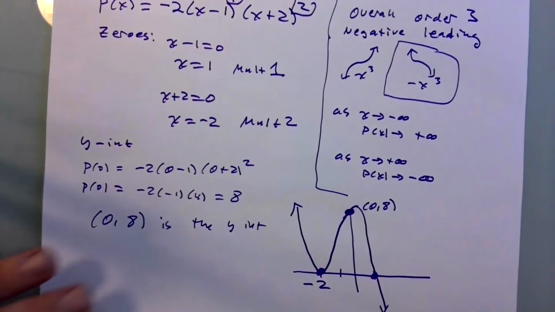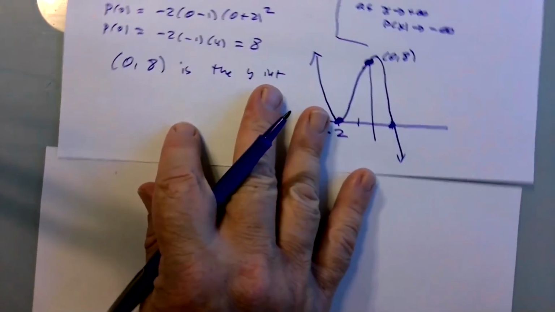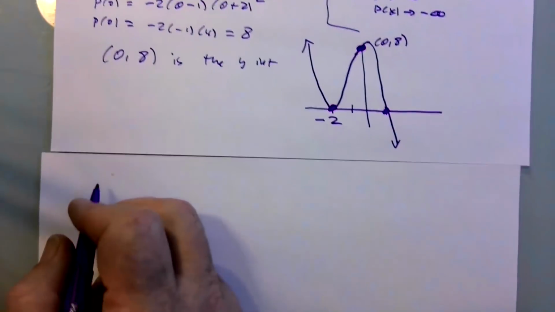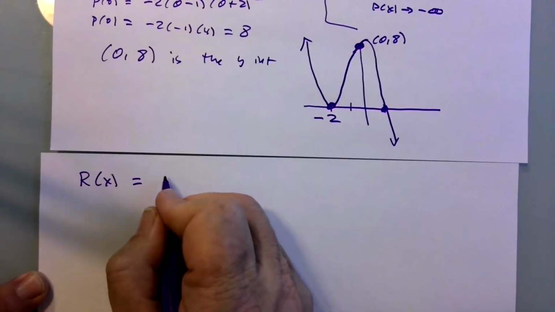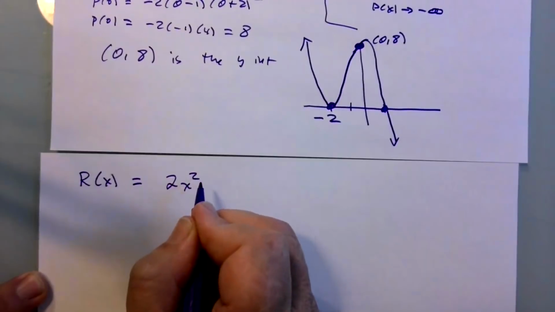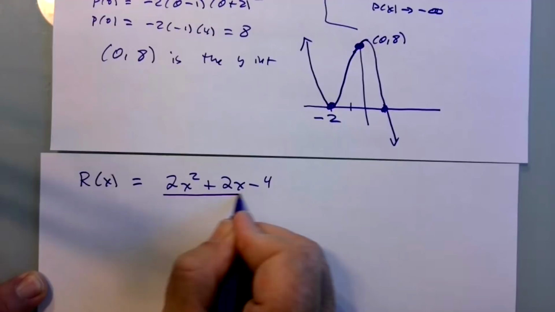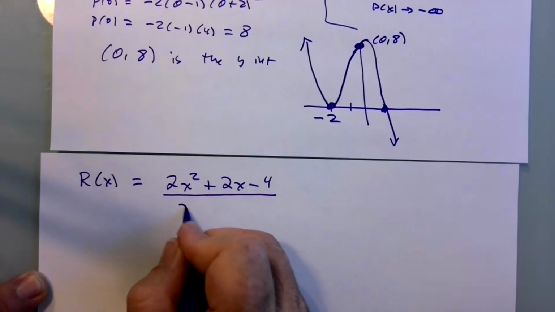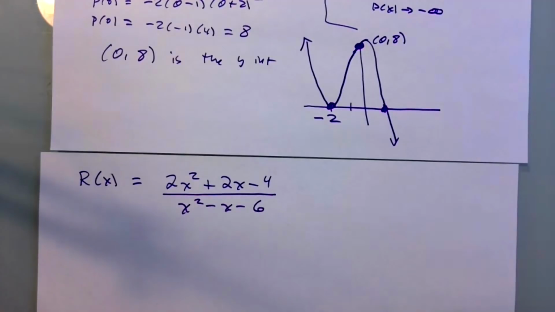Okay, the next example I'm going to do for you is going to be a rational function. So what we're going to say here is r of x is 2 times x squared plus 2x minus 4 all over x squared minus x minus 6. We want to figure out what we can do with this.